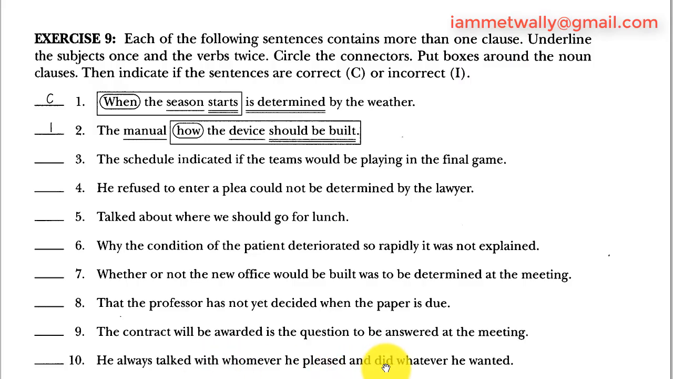And did, where is the subject of this verb did? It's he because it's a coordinate connector. And did, whatever is another connector. He wanted, subject and verb. Whatever he wanted, this is the object of the verb did. So I have two noun clauses here: whatever he wanted, whomever he pleased. Okay? So 10 is totally correct.